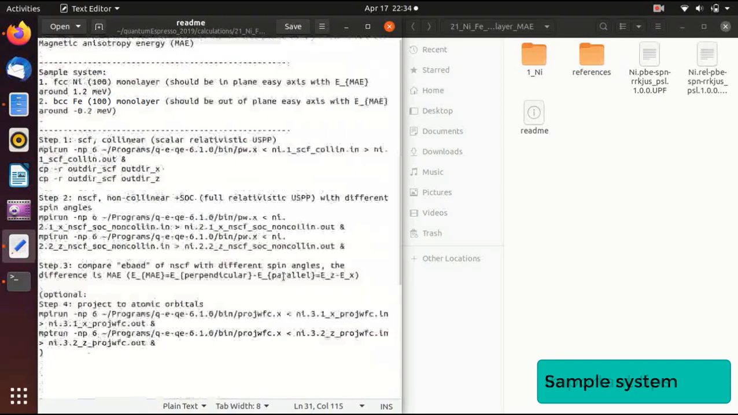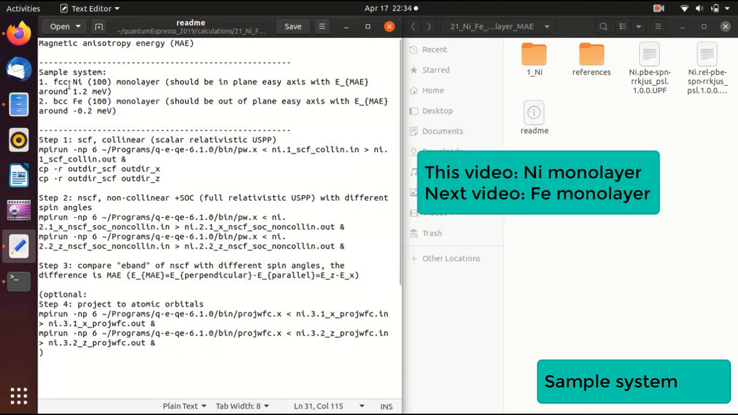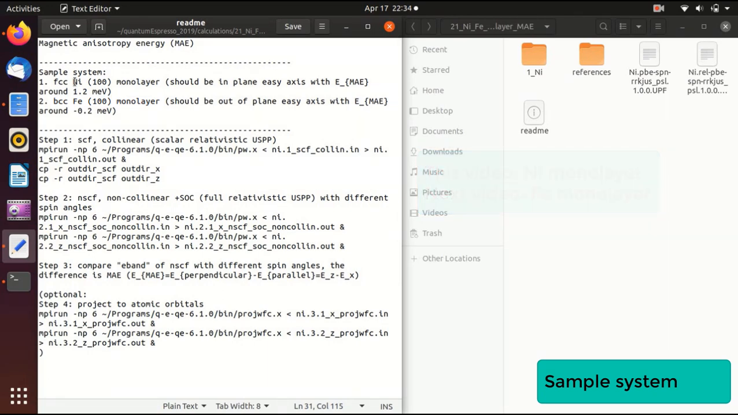And then let's see what we want to calculate. We have two sample systems that we want to show. In this video, I will show the calculation of nickel 100 monolayer, and in the next video, I will show iron 100 monolayer. You know that for this kind of ferromagnetic material, it is a thin film. The electron movement will be constrained basically in plane. And if you add some spin orbit coupling, the spin will either prefer to point out of plane or in plane.